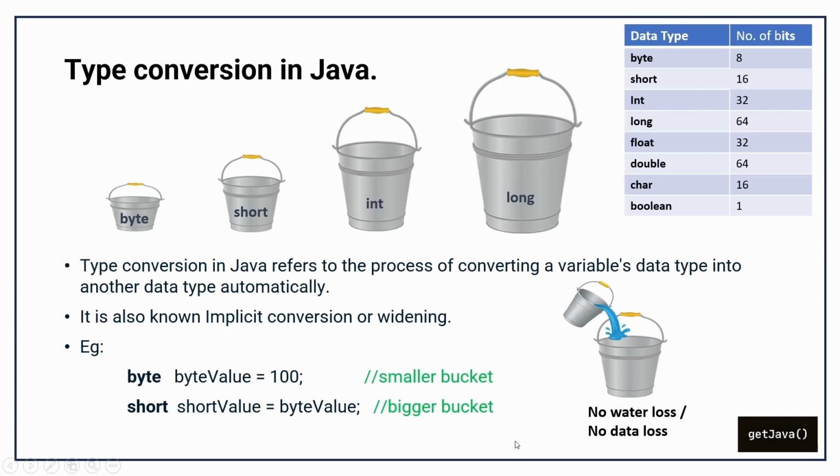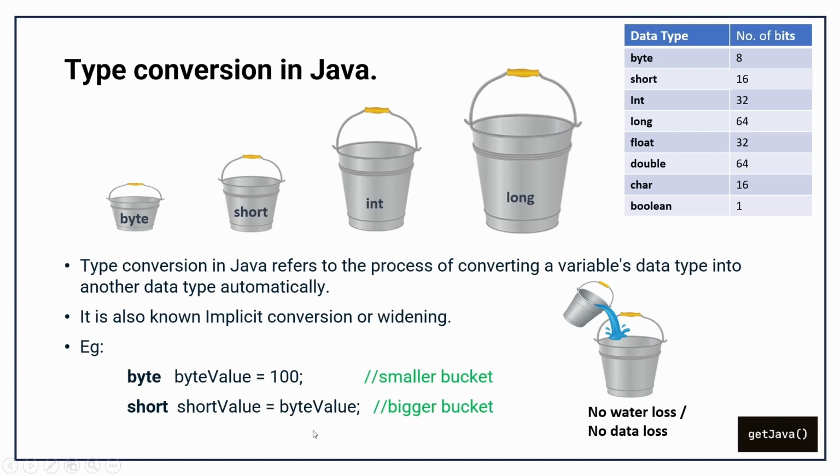Now I want to store the content of smaller bucket into bigger bucket. So what I can do, I can just assign short value equal to byte value. So I want to store whatever is present in this byte value variable inside short value. So whatever is present on the right side of this equal to operator will be stored inside the variable. So in first statement, 100 is present on the right side of this equal to operator. So 100 will be stored inside this byte value variable.